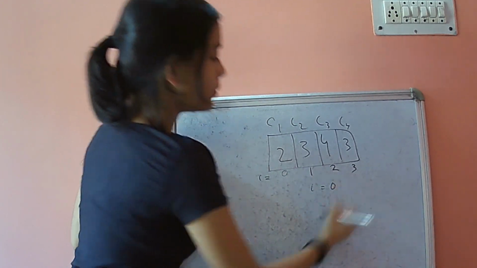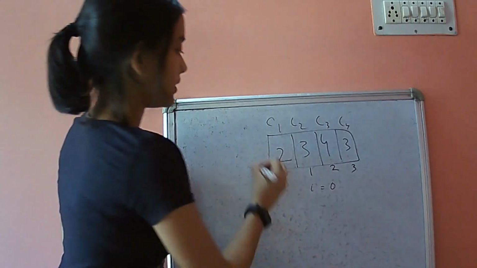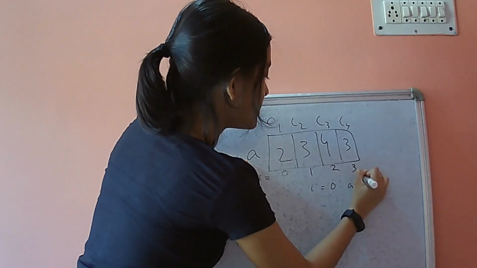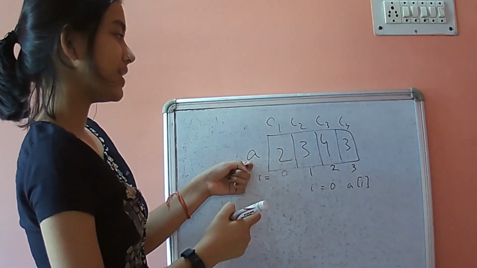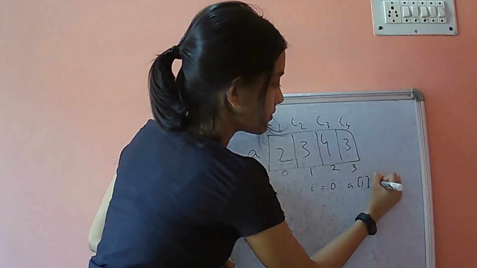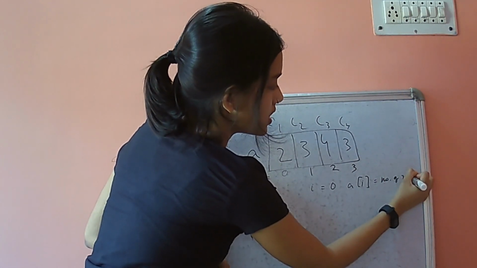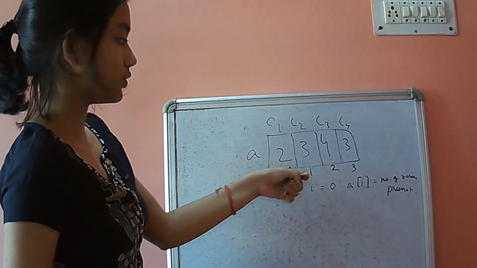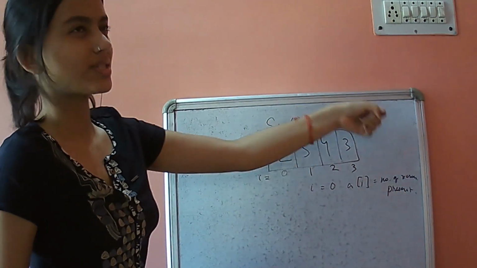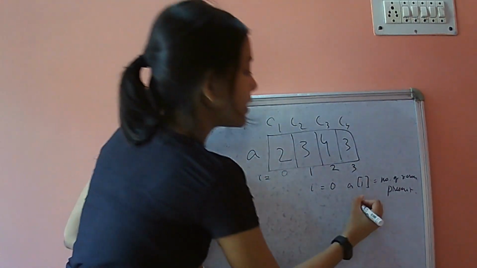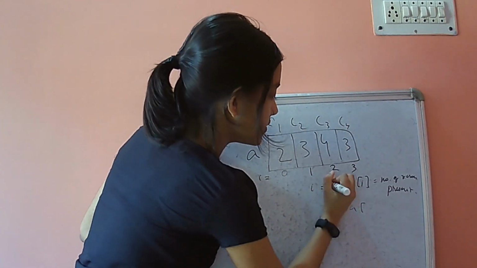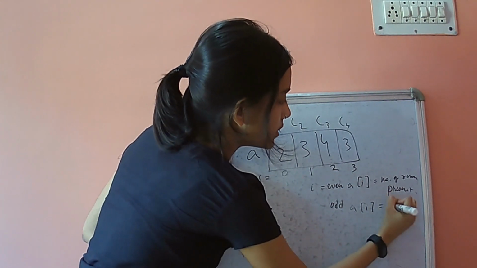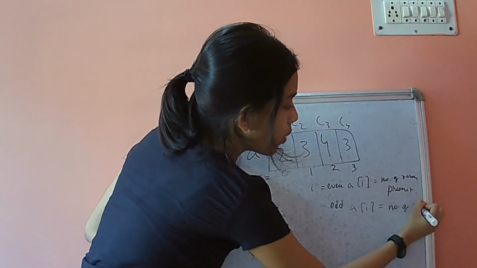If I equal to 0, say this is array A, then A[I] will be the number of zeros present. And if I is odd, which is C2, C4, C6, C8 and so on, that would be equal to even. And if it's odd, then A[I] will be equal to the number of ones present.